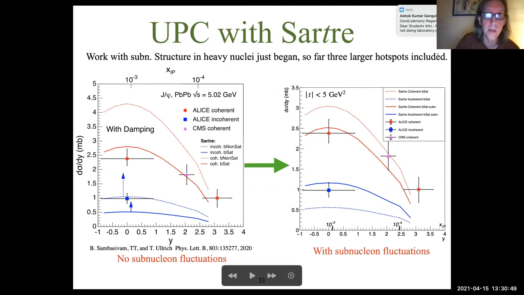This is what we published last year, in 2020, with no subnuclear fluctuations, but with nucleon position fluctuations in Sartre, for bSat and bNonSat. We saw that the coherent cross-section was reasonably well described by Sartre for lead-lead at 5 TeV, while the incoherent cross-section was, as expected, a bit too low because we don't have subnuclear fluctuations. So now I've added the subnuclear fluctuations. As happened with the proton, the coherent cross-section gets a little bit affected by this, but not very much, and the incoherent cross-section gets increased. So now we describe both incoherent and coherent.